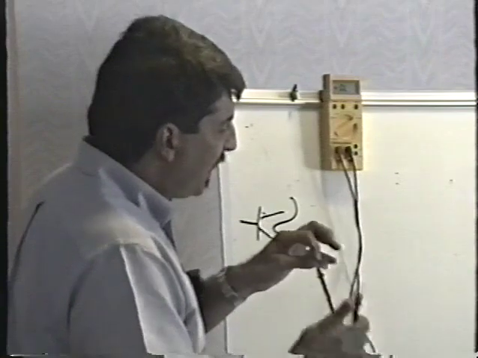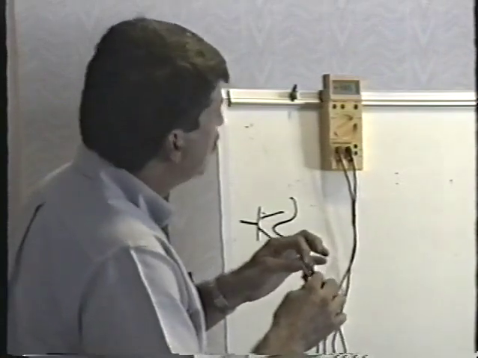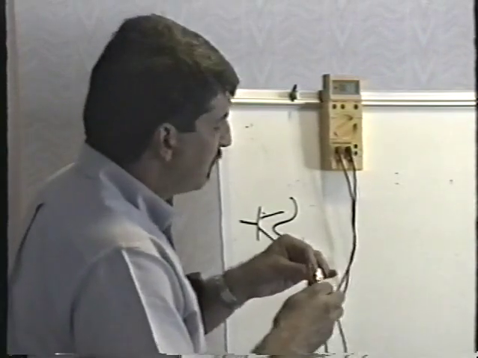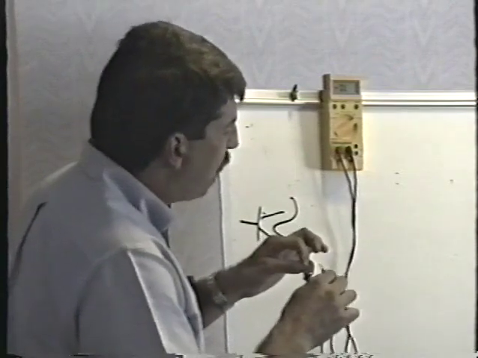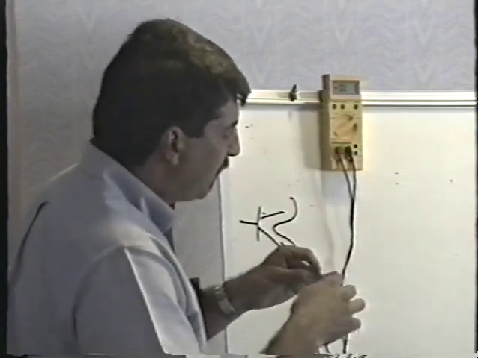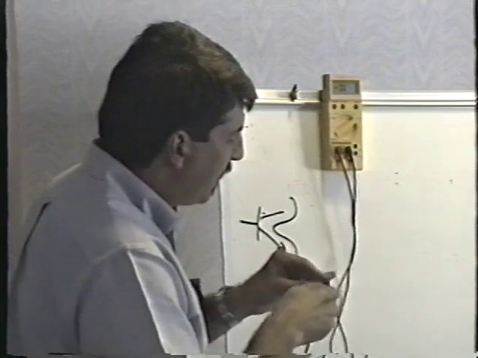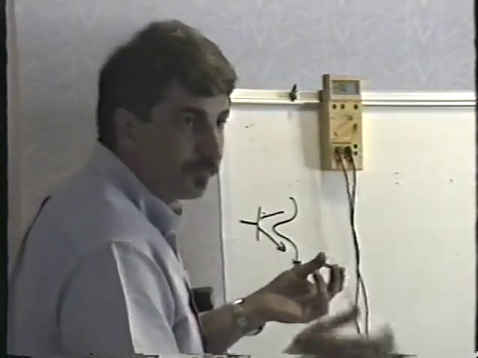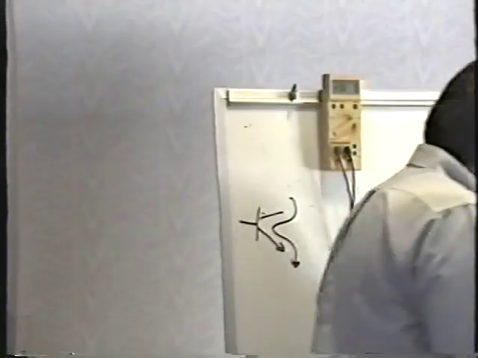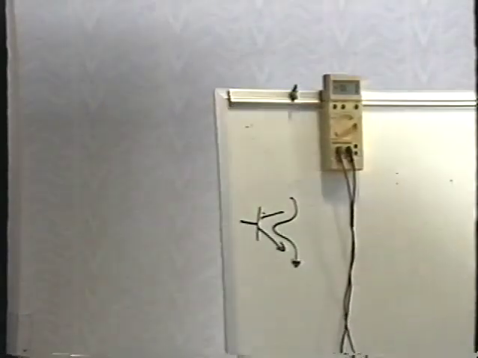Again, red lead on base, base to emitter, junction, base to collector, junction. Reverse the leads, black on the base, open, open, collector to emitter, open, collector to emitter, open. It's good. And again, you're gonna have a chance to do some bad ones in just a second.